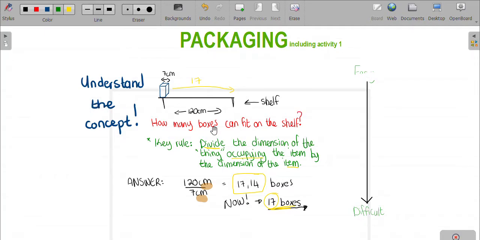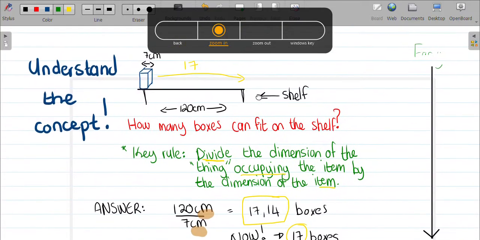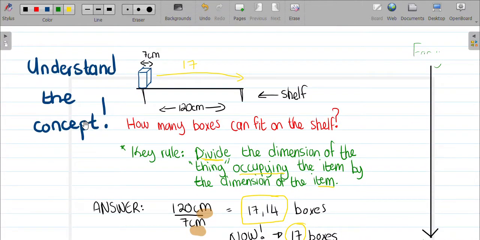All right, so the first thing that I want to do is have a look at understanding the concept of packaging. Okay, so what will generally happen in packaging is they will give you something that will occupy items, all right, and then a very common question is how many of those items will fit into the thing that is going to occupy the item. So let's have a look, for instance, in this example.